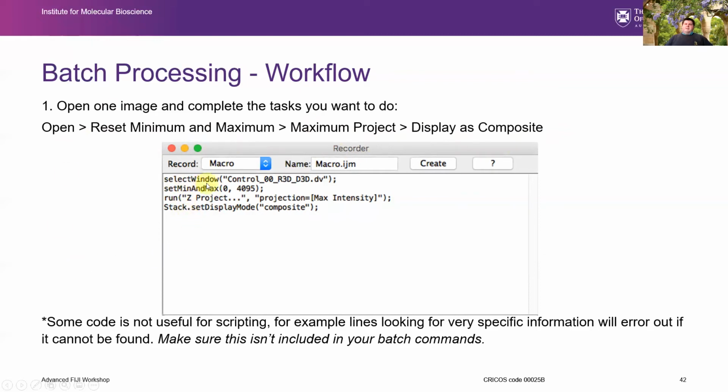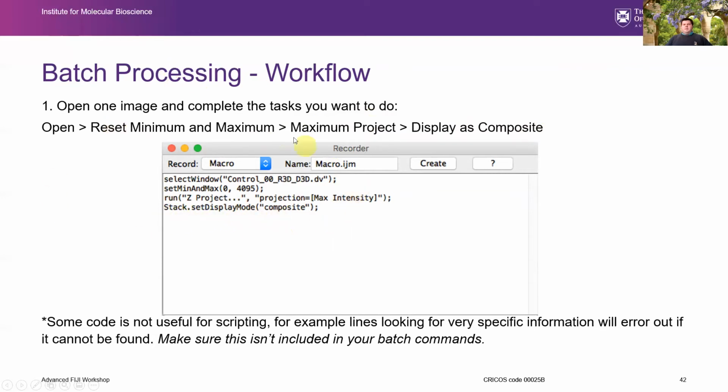If you click on the window, it's going to say, select this window called control blah, blah, blah, .dv from Delta Vision. Then we wanted to reset the maximum and minimum. So we've gotten this command, set min and max to the full dynamic range of that image. In this case, it's a 12-bit image, so the minimum is 0 and the maximum is 4095. We wanted to then run the maximum projection. So this is the command run Z projection with the projection type maximum. And lastly, we wanted to display it as a composite. So the command is set display mode composite.